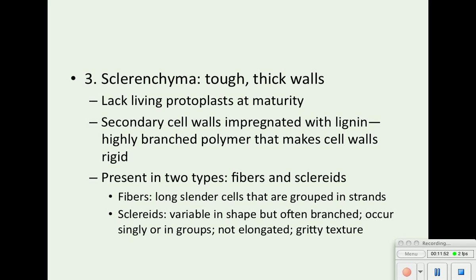Sclerenchyma, tough, thick walls. They have lignin in them. And there's kind of like 2 types of fibers in sclerenchyma, fibers and sclereids. In pears, that gritty texture when you eat pears, that's sclereids. You're actually eating sclerenchyma cells, so that gritty texture.